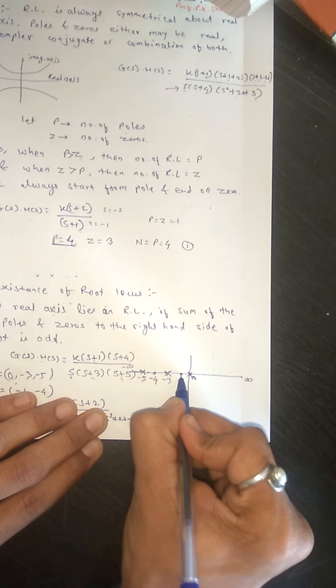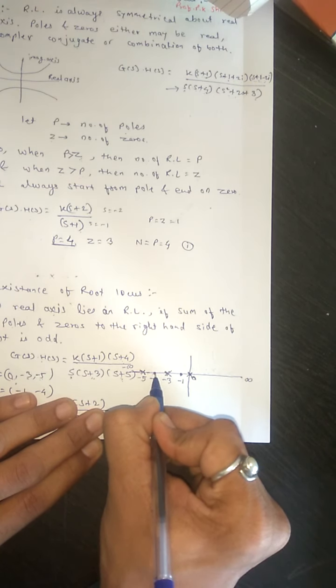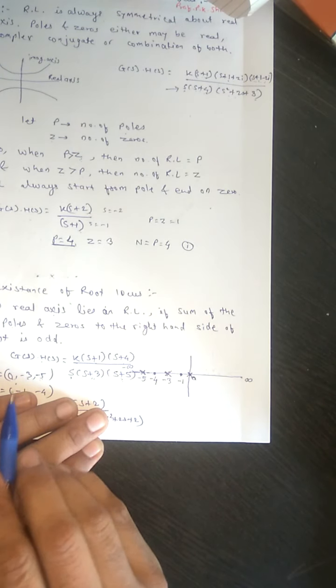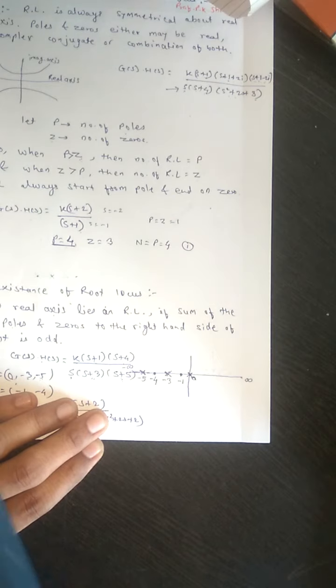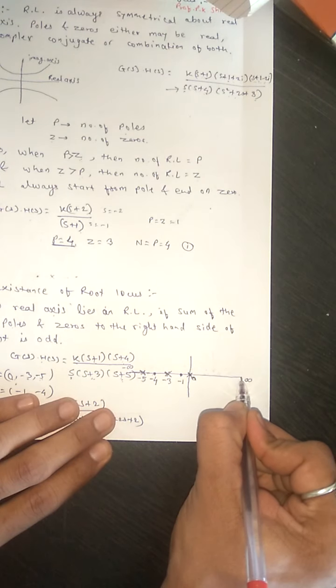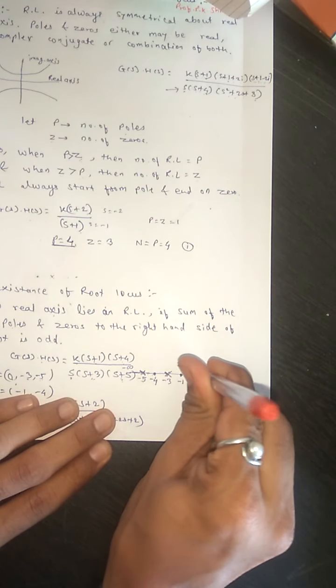Then 0 to minus 1, minus 1 to minus 3, minus 3 to minus 4, minus 4 to minus 5 and minus 5 to minus infinity. Now we need to check where root locus is present. Okay, so what should you do? The first region is infinity to 0. Place one point, just like I put my pen here.